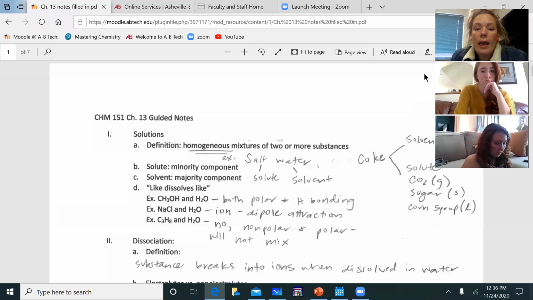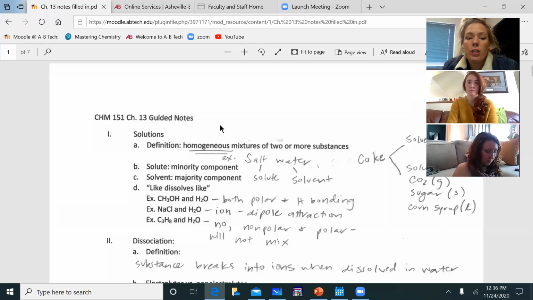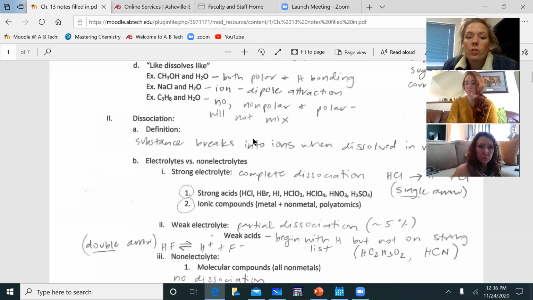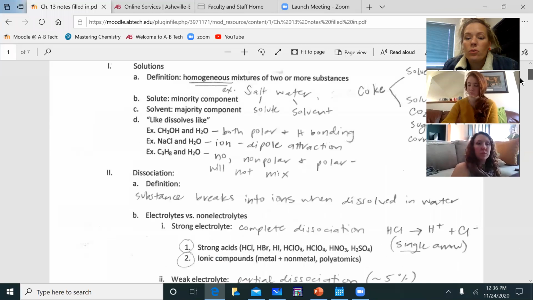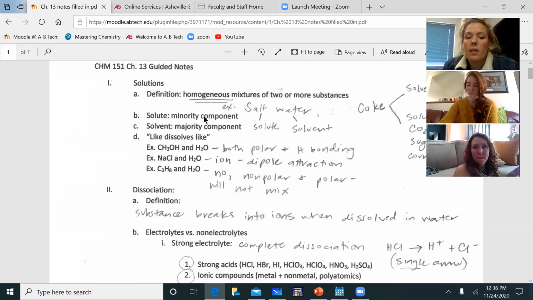So when we're looking at a homogeneous mixture or a solution, we will have two parts. The minority component is called the solute, so that's what's getting dissolved. And then the majority component, what's doing the dissolving, is known as the solvent. Your solute plus your solvent equals your solution.